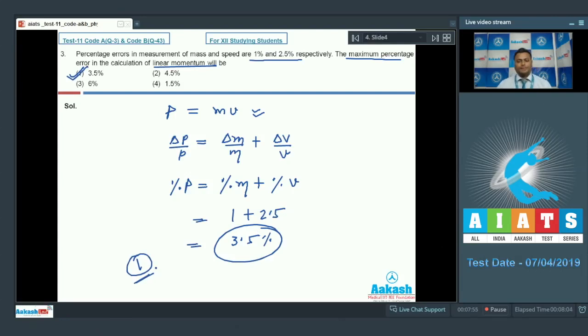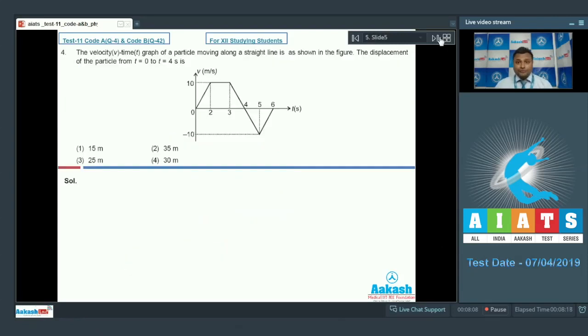So, option number 1. Move on to the next, that is question number 4. So, here is question number 4, everyone. Velocity time graph of a particle moving along straight line is shown in figure. The displacement of the particle from t equal to 0 to t equal to 4 seconds will be what? Now the question is based on motion under graph, where we have to calculate the total displacement covered by the particle from 0 to 4 seconds from the given Vt graph. We know very well that the area of Vt curve gives displacement.